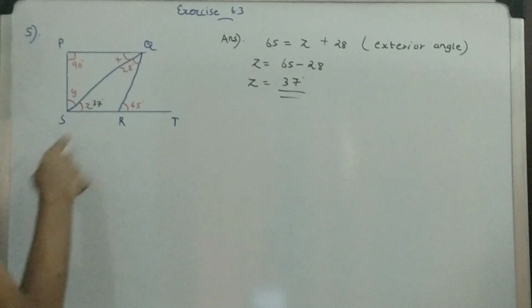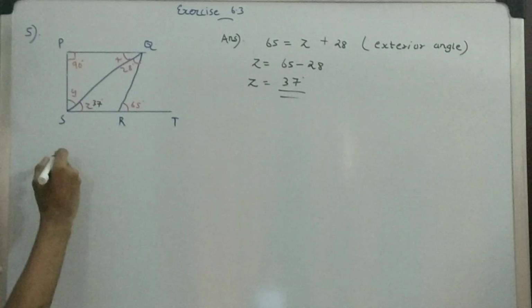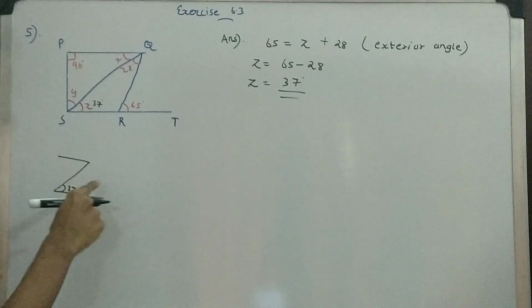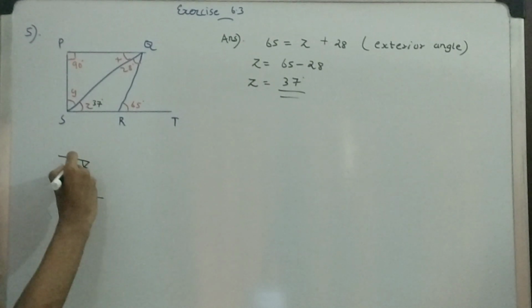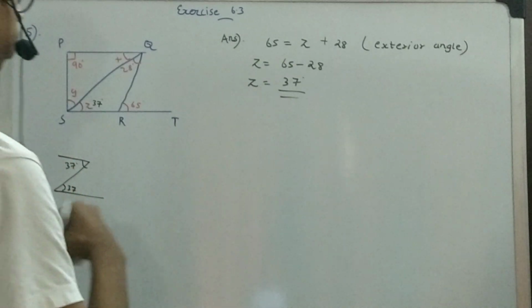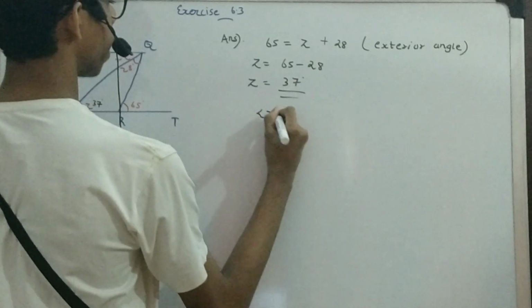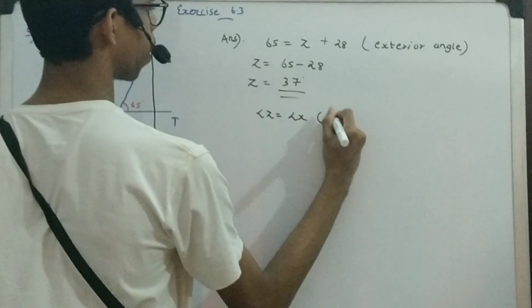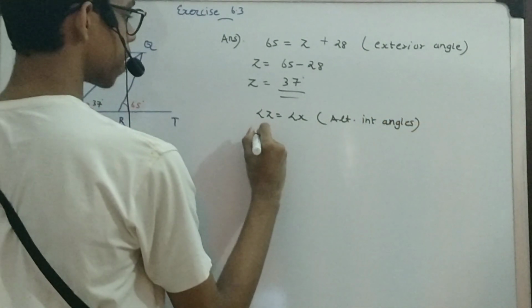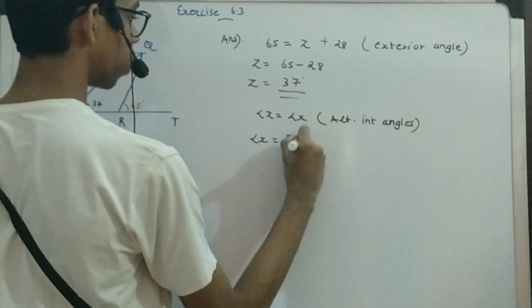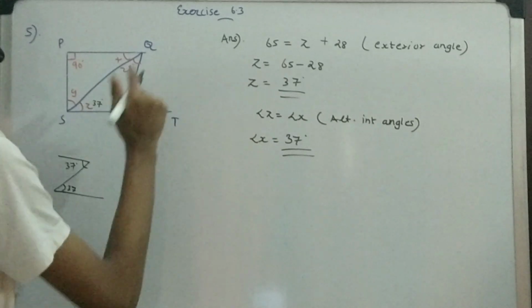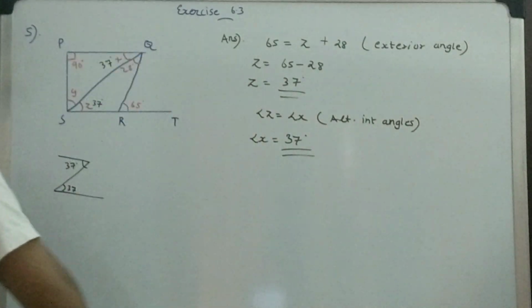Okay, now if you consider this angle Z and this angle X over here, they form a Z-like shape. This angle is 37 we got, so this angle will also be equal to 37 degree, isn't it? Yes, we know they are alternate interior angles. So from here we can say that angle Z is equal to angle X because they are alternate interior angles. So we can say that angle X is equal to 37 degree. Okay, so we found the value of X is equal to 37 degree.